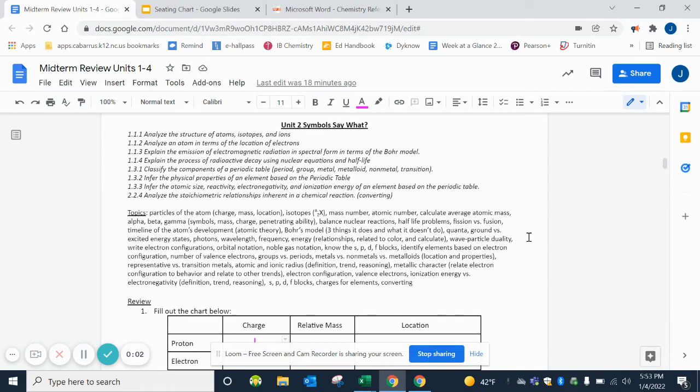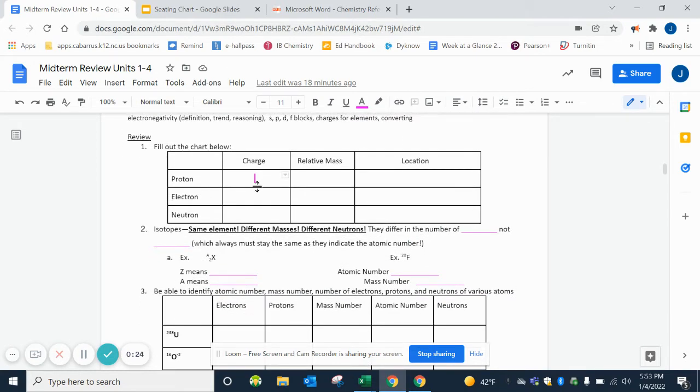Okay, so today we're going to review Unit 2, Symbols Say What. This was a pretty big unit, and we had split it into two different units, so bear with me here. Make sure you read through the standards and the topics, and make note of what you don't remember so you know where to focus your study.